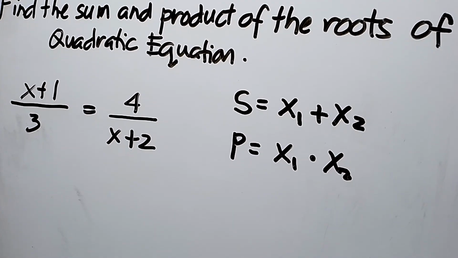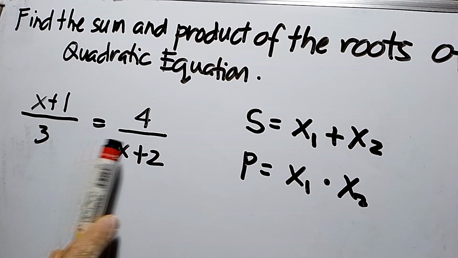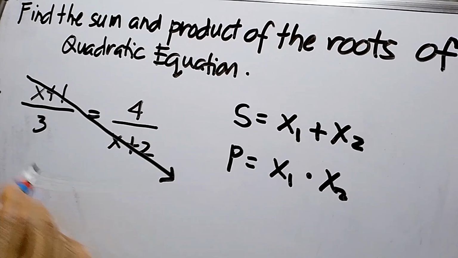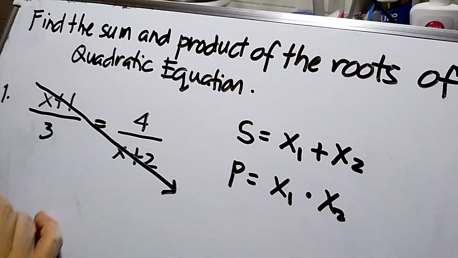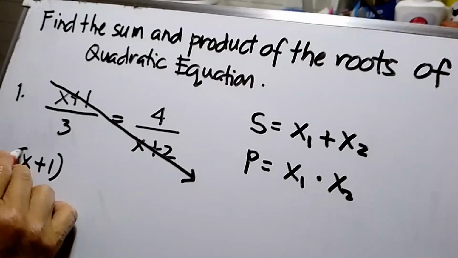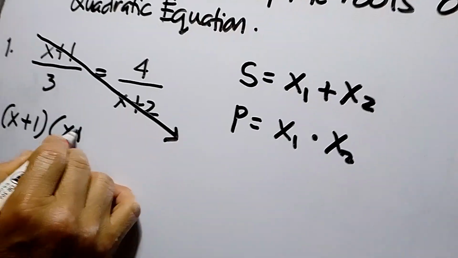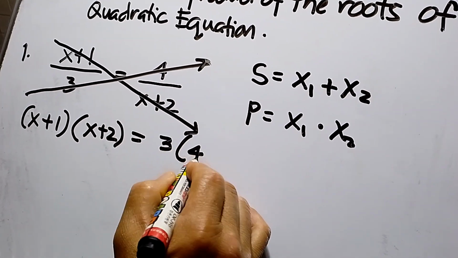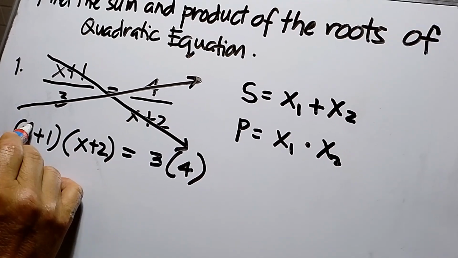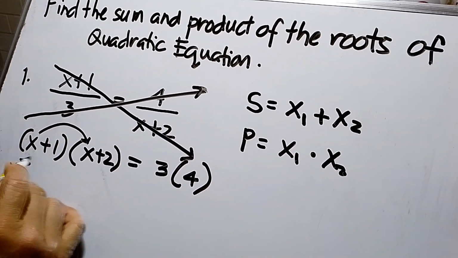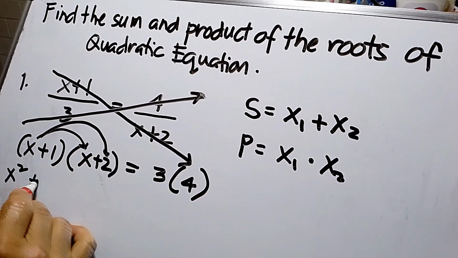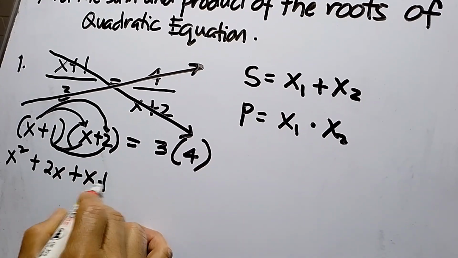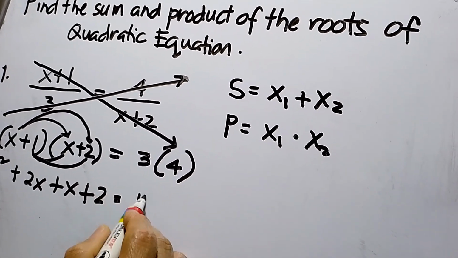So I have here number 1, x plus 1 over 3 is equal to 4 over x plus 2. So first thing to do is I need to cross multiply x plus 1 times x plus 2. So I have here x plus 1 is multiplied by x plus 2. And then cross multiply 3 and 4. So I have here 3 times 4. So by using FOIL method, this will be x squared, and then plus 2x, this one plus x, and then the last will be plus 2. And this will be equal to 12.